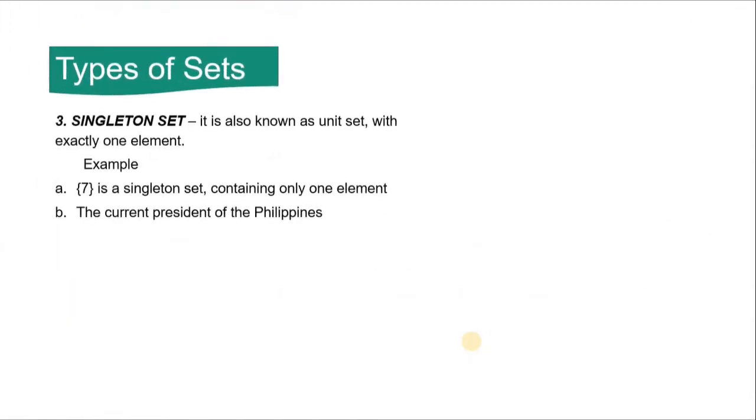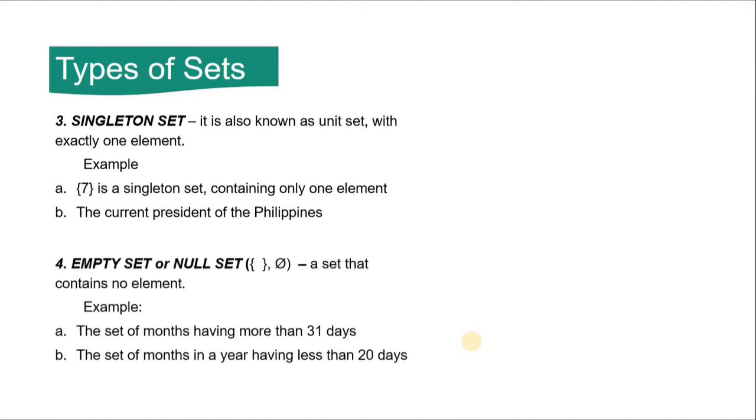Another type of sets, we have the singleton set. It is also known as the unit set with exactly one element. So 7 is a singleton set containing only one element, and the current president of the Philippines is also an example of singleton set. So that's a symbol.